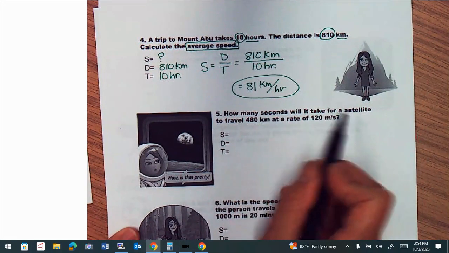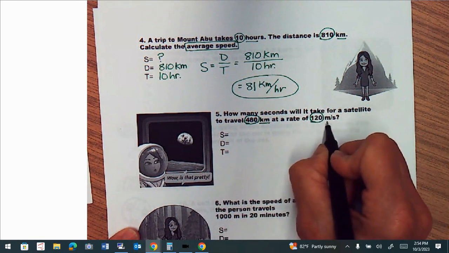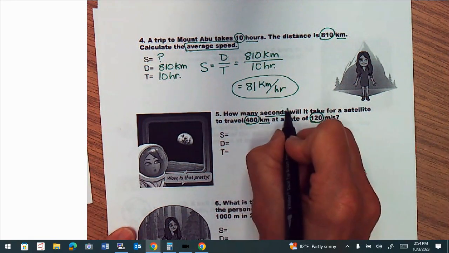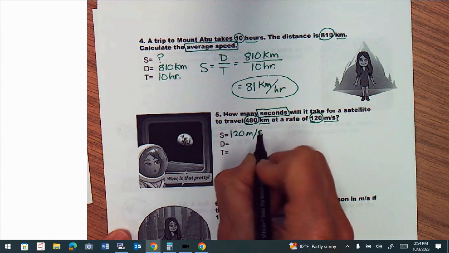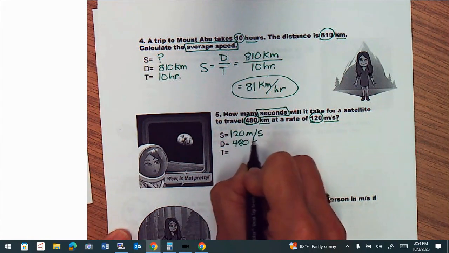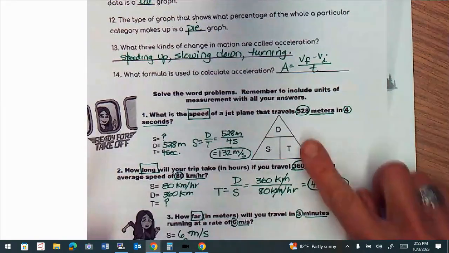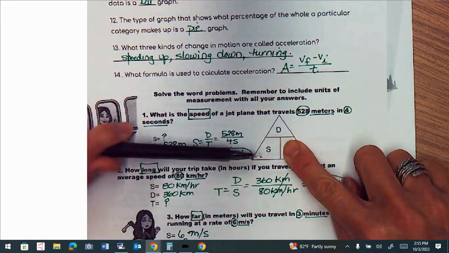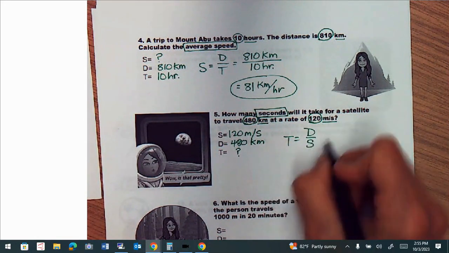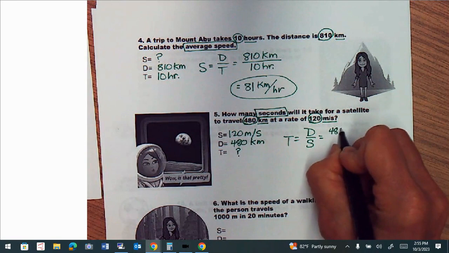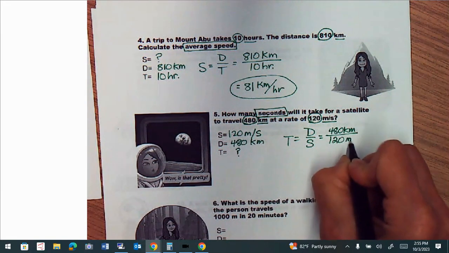How many seconds will it take for a satellite to travel 480 kilometers at a rate of 120 meters per second? And we're solving for time. Our speed's 120 meters per second. Our distance is 480 kilometers, and we're trying to solve for time. Time is distance divided by speed. Let's write out our formula. Now let's substitute. 480 kilometers is our distance. Our speed, 120 meters per second.